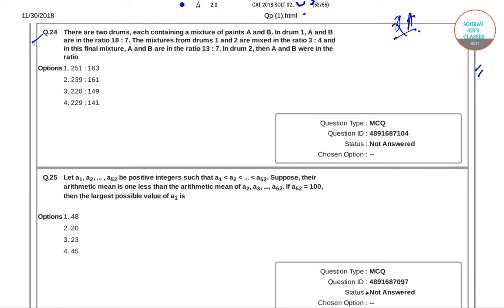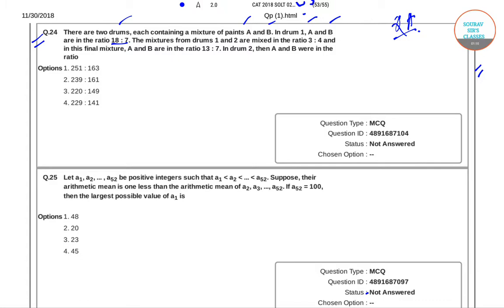Okay, so we are starting off with question number 24. As you can see over here, this question is basically a question on ratio and proportions. So what has been given over here? There are two drums, and each of these two drums contains a mixture of paints. There are two paints, paint A and paint B. Now in the first drum, which is drum 1, paint A and paint B are in the ratio of 18:7, while in the second drum there is a mixture, but that ratio has not been given.